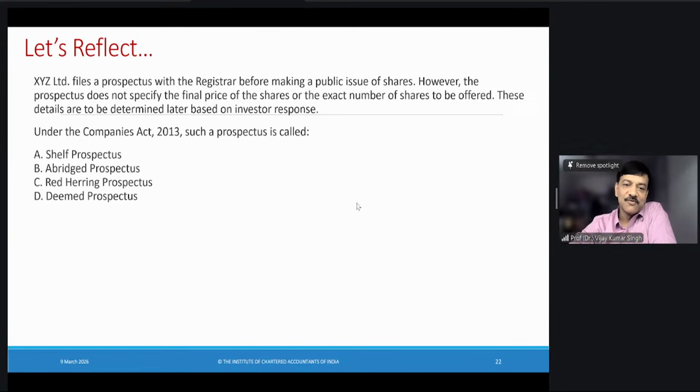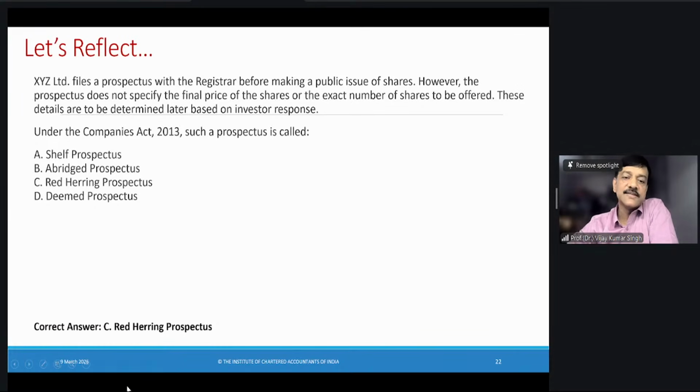We have got mixed responses, B, C, D, E. Okay, fine. So what is the question? Let us reflect. XYZ Limited files a prospectus with the registrar before making a public issue of shares. However, the prospectus does not specify the final price of the shares or the exact number of shares to be offered. These details are to be determined later based on investor response. Under the Companies Act 2013, such a prospectus is called. Let me see what answers you have given. It is C, red herring prospectus.